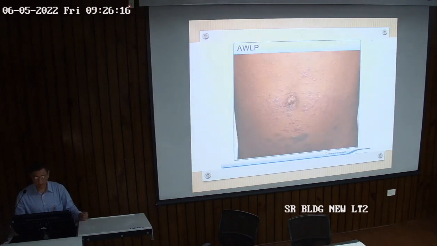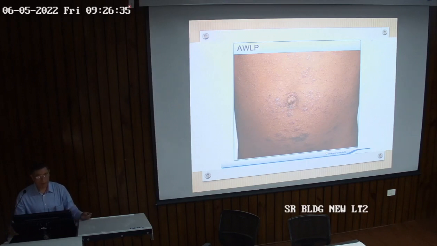Over the trunk, paraumbilical region. The most important clinching part is the violaceous appearance of the lesion. Similar lesions can be there in so many other skin conditions. Even dermatitis, even psoriasis, you will find such a condition. Widespread acute cases of psoriasis also present with multiple lesions.